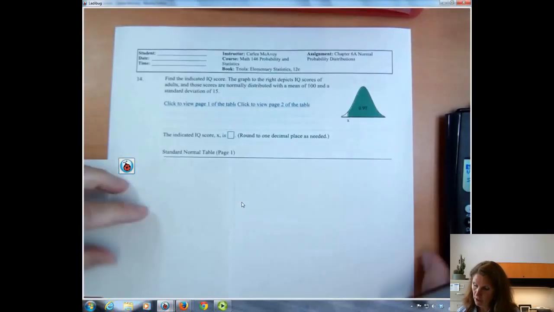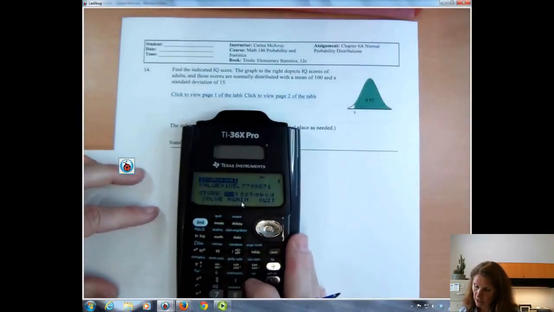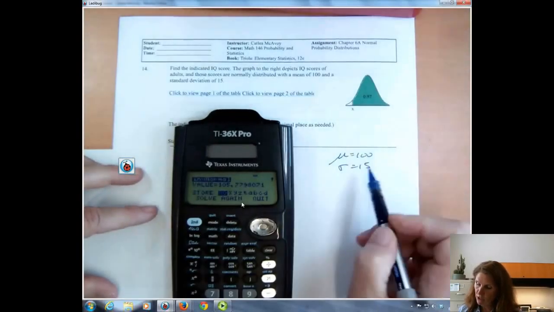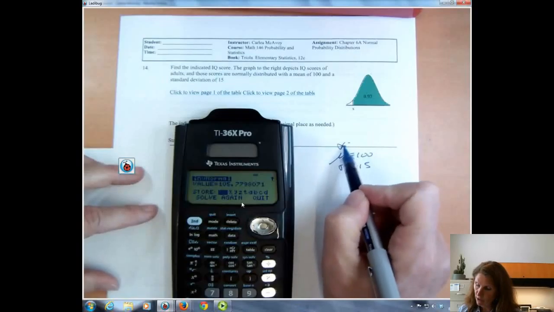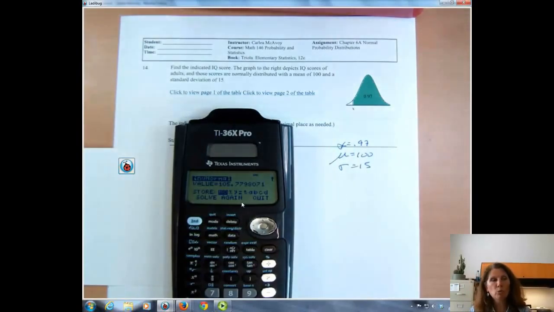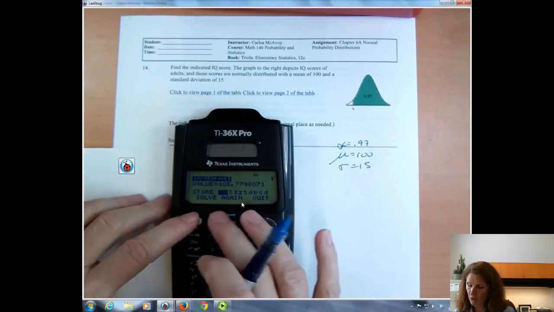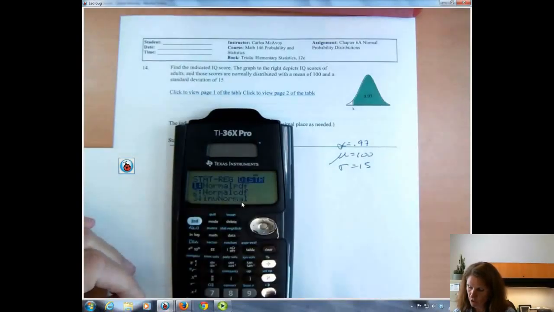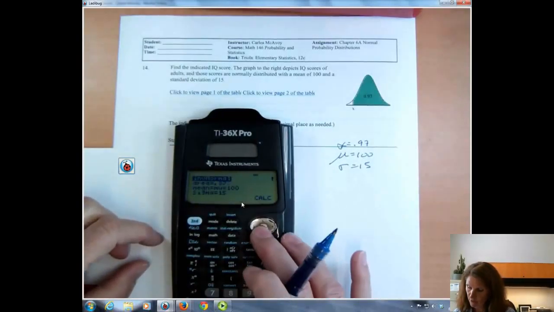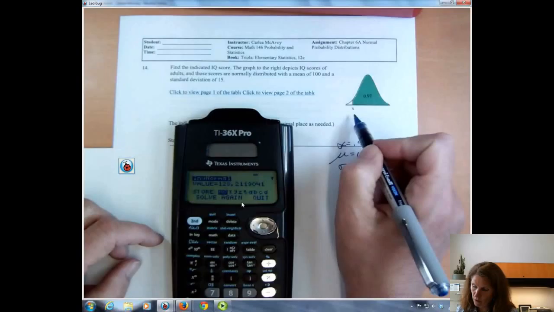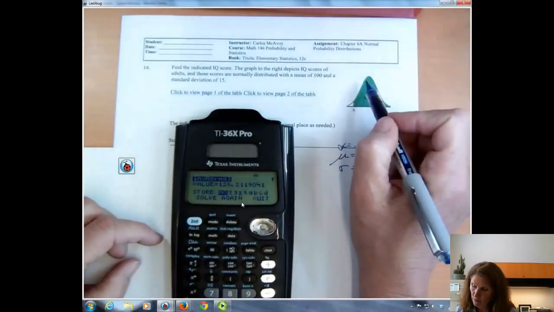All right. Find the indicated IQ score. Again, we have a mu of 100. We have a standard deviation of 15. And our area we're going to put into there is 0.97. What would you use here, inverse normal or normal CDF? If you're given a percent, you use inverse normal. So distribution, inverse normal, and we have 0.97, 115, and we can find our score.